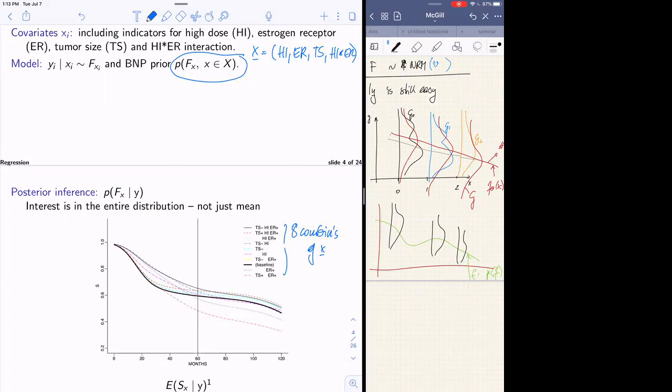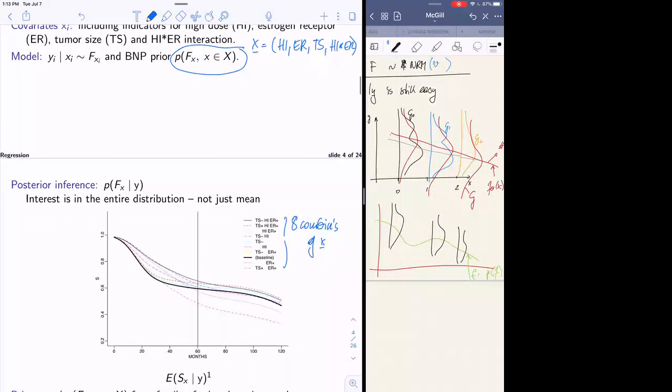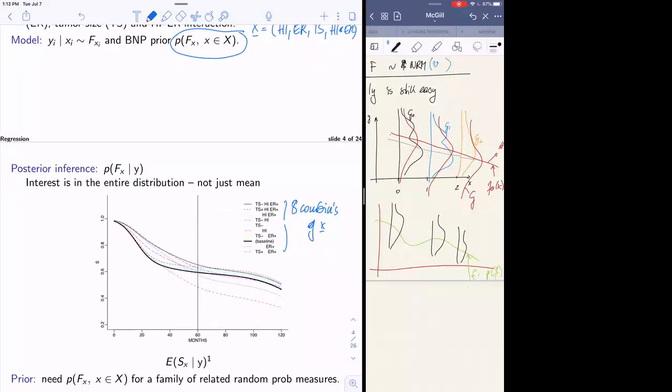Sorry, I always use G sub x, but I notice here we use notation f sub x. Obviously, it doesn't matter. So you see here, for example, the thick black one, that is f sub x for x equals 0, 0, 0, 0, all zeros. Tumor size is centered. So this is f sub x for x equal all zeros.